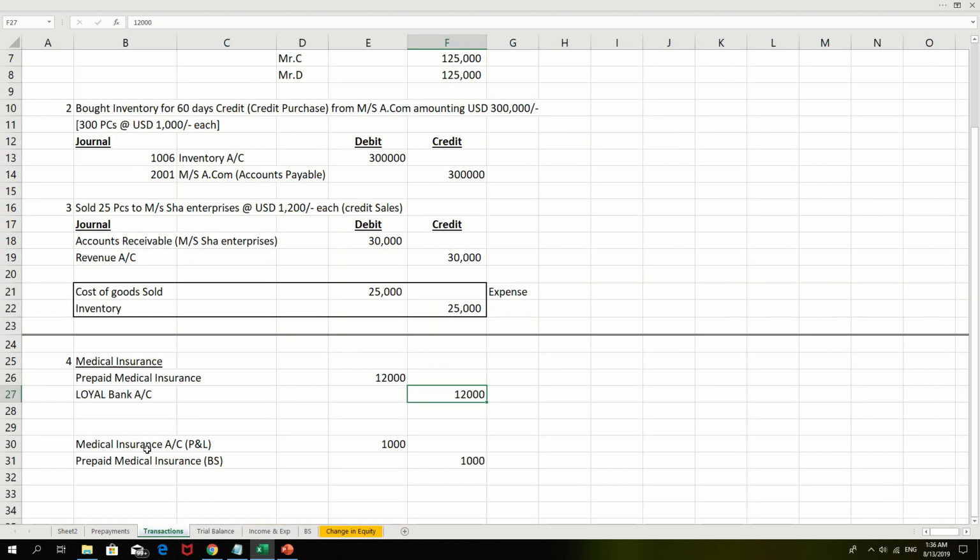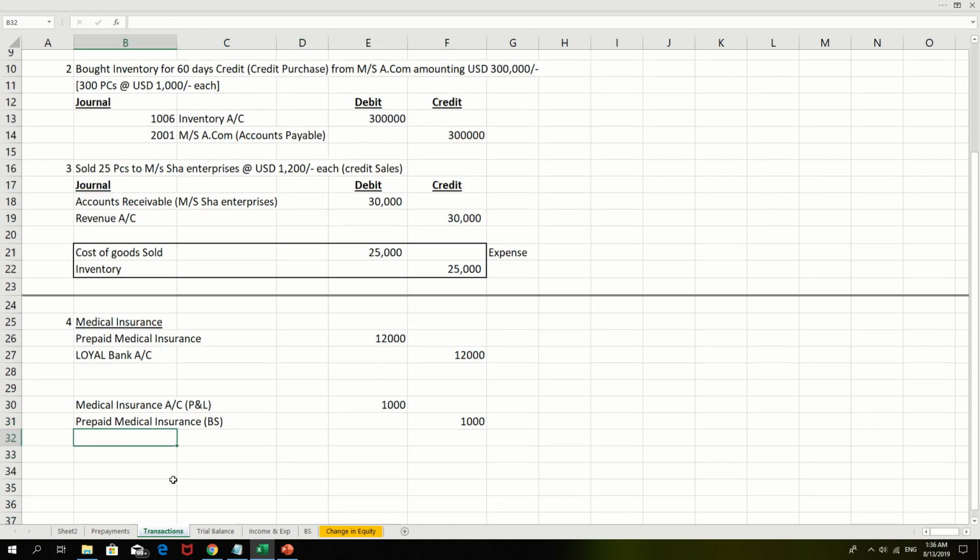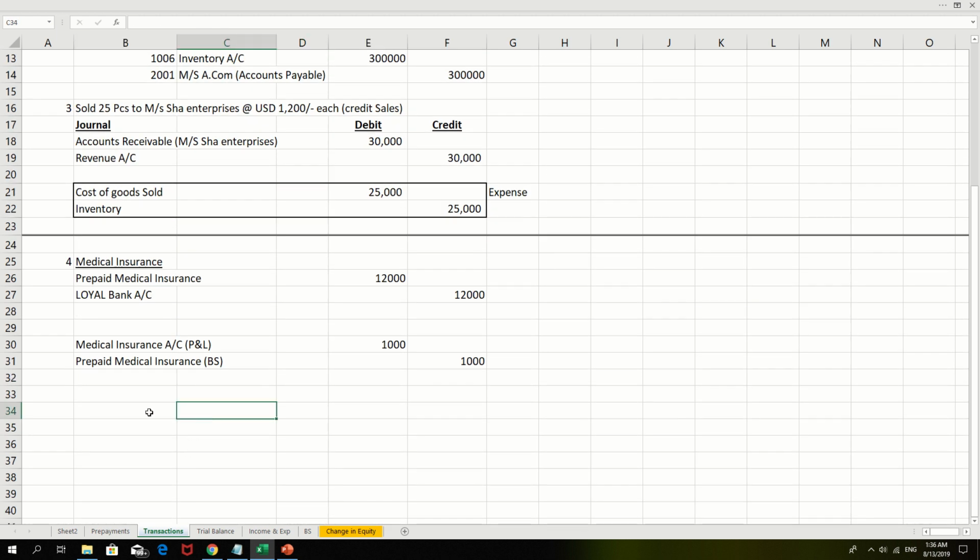Let us book the second entry also. Now this is only we have paid for the medical insurance, and the second entry is for the amortization of medical insurance over a period of 12 months. So this entry we are going to book at the end of August, 31st of August. So it's medical insurance account in the P&L. It's an expense.